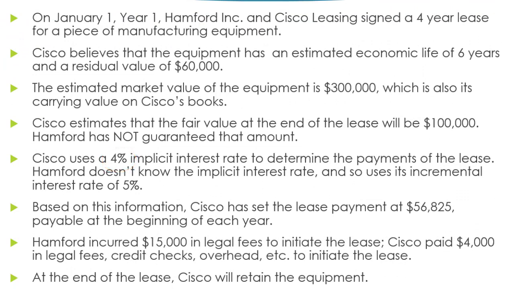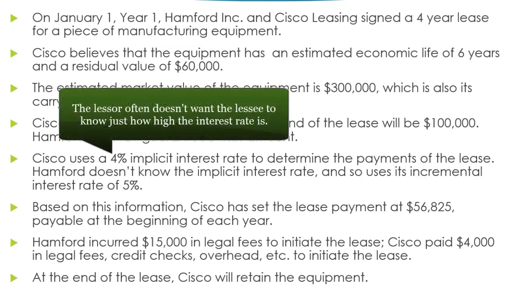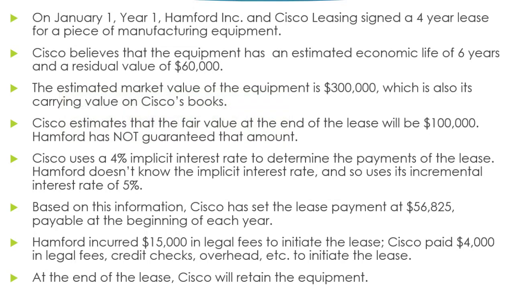Hanford doesn't know that, so they use their own implicit interest rate, which is 5%. And typically you see this kind of a difference. A lessor uses whatever their normal rate is based on the risk of the lessee to decide what they're going to charge. The lessee, on the other hand, if they don't know what the lessor is charging, and often they won't because the lessor doesn't want them to know how much they're charging, then they go back to what it would cost them to get a loan to buy the asset. And typically that's higher than what a lessor would charge. That's one of the reasons why we get the lease instead of getting a loan and buying the asset. So typically we see the lessee's rate being higher than the lessor's.